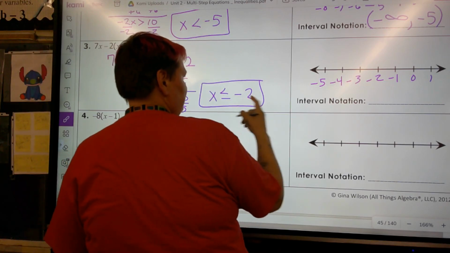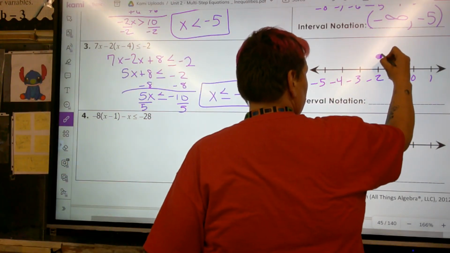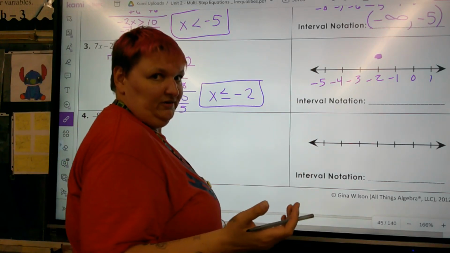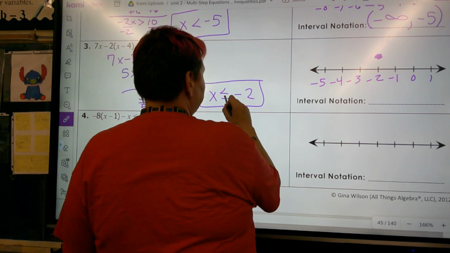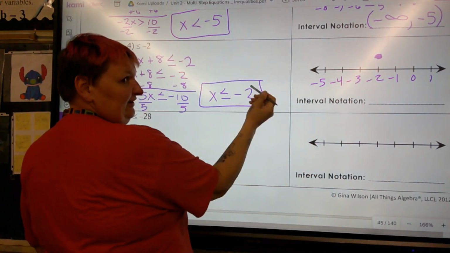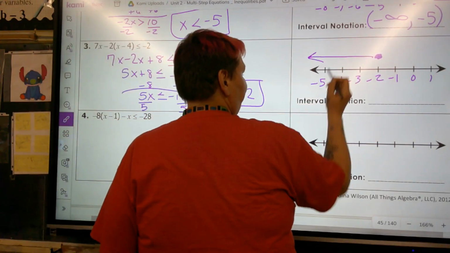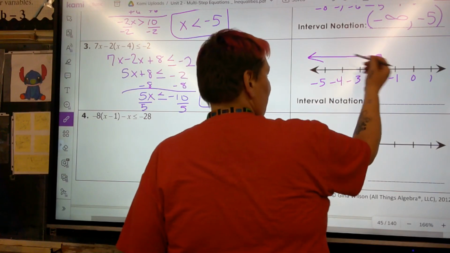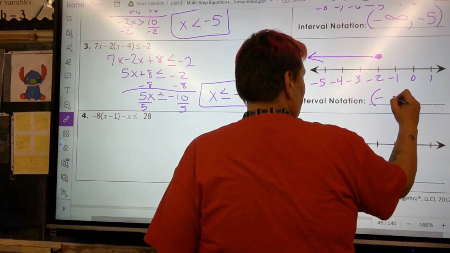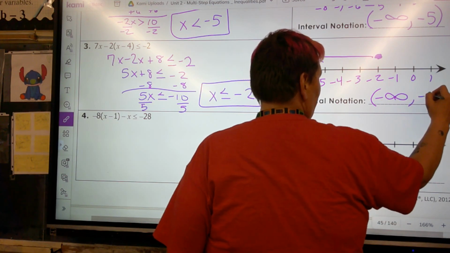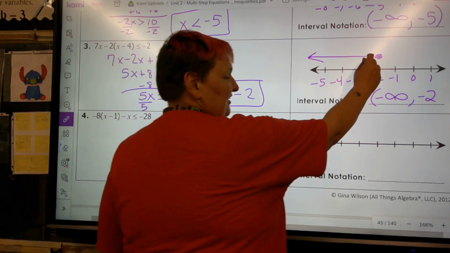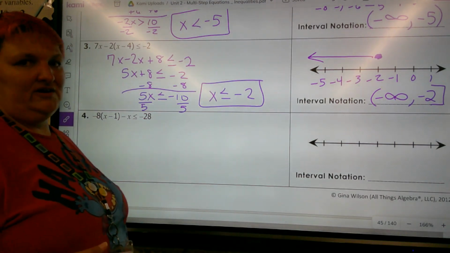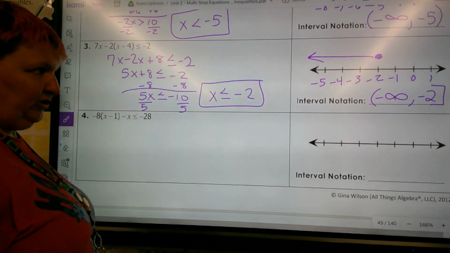So we know it's going to be a closed circle, which means we also know there's going to be a bracket in the interval notation somewhere. x is less than or equal to negative 2. The arrow is pointing left, so my infinity goes on the left, and my number goes on the right. And remember, because it's a closed circle, you put a bracket that tells people that negative 2 is a possible answer. It is included in the possible answers.